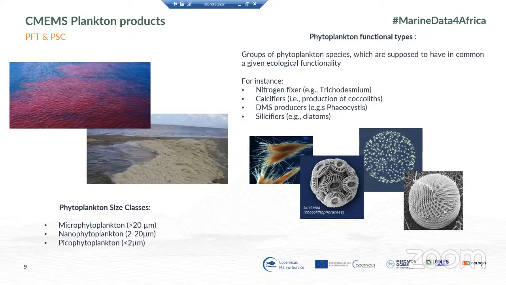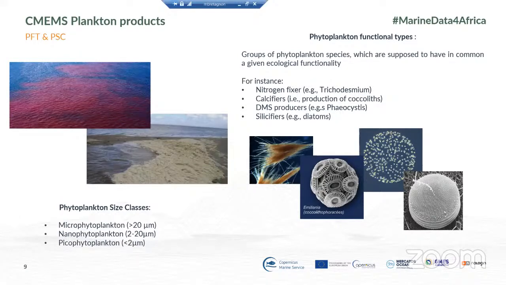We will focus now on what we call the PFT and the PSC. In few words, the PFT stands for phytoplankton functional types. This represents phytoplankton groups which share the same functionality. For example, we can list the nitrogen fixers, the calcifiers, the producers of dimethyl sulfide, DMS producers, and the silicifiers, for instance, like the diatoms. But we also talk about the PSC, for phytoplankton size classes, which groups phytoplankton cells in function of their size.